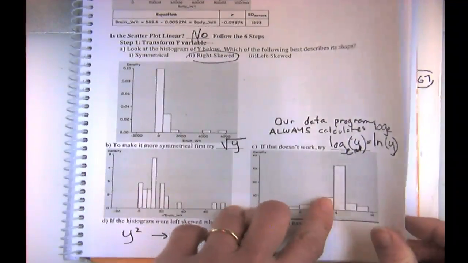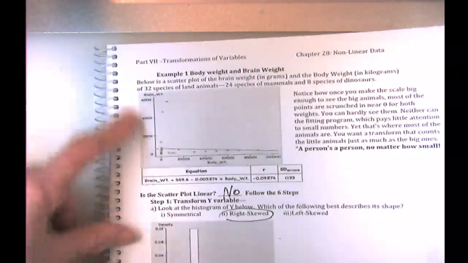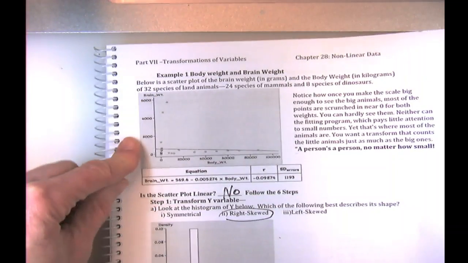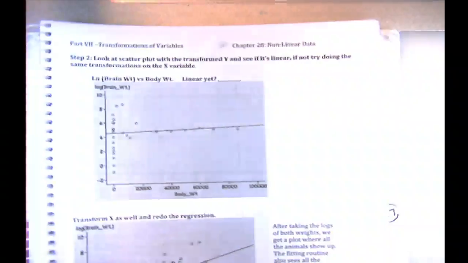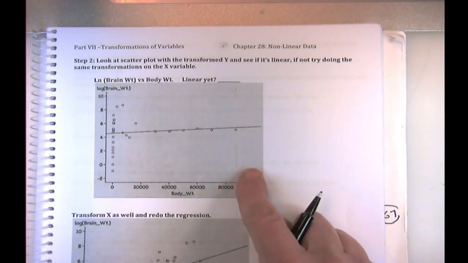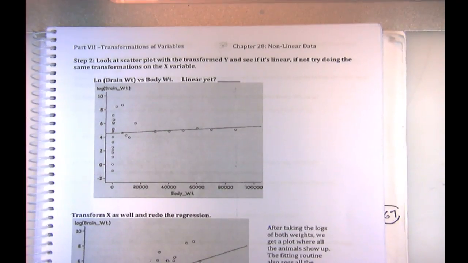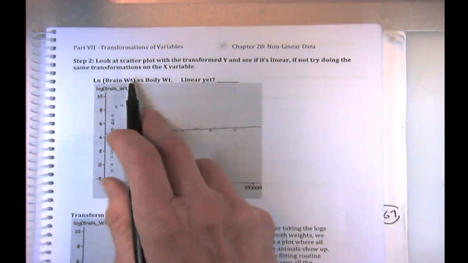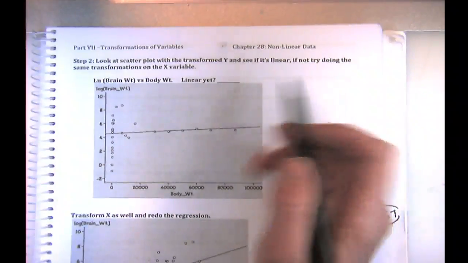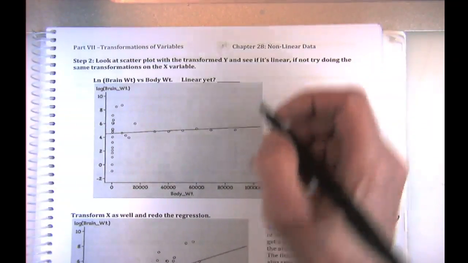So now, we like this one the best. So what we would do is what? Now the next step is, let's try the scatter plot. Let's try the regression again. And instead of putting the brain weight on the y-axis, let's put the log of the brain weight. Now let's see how it helps. So you look at the scatter plot with the transformed y and see if it's linear. And if not, you try the same transformation on the x variables. Is it linear yet? No, it's not.